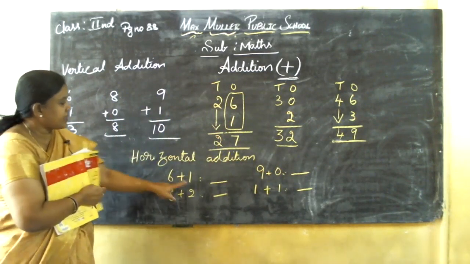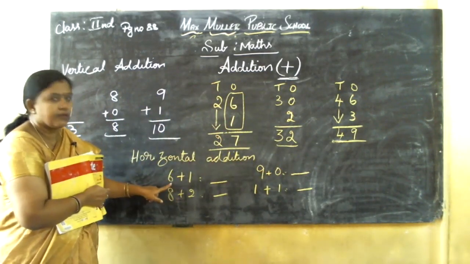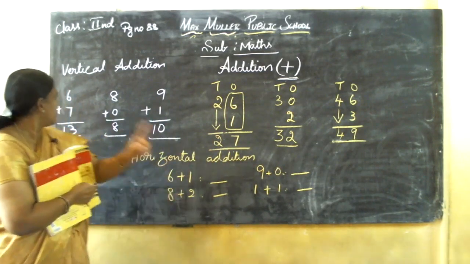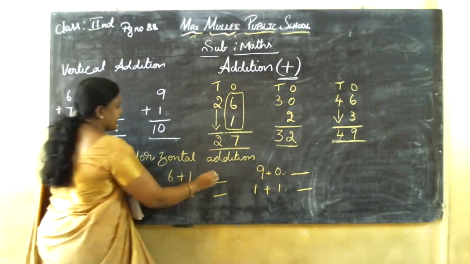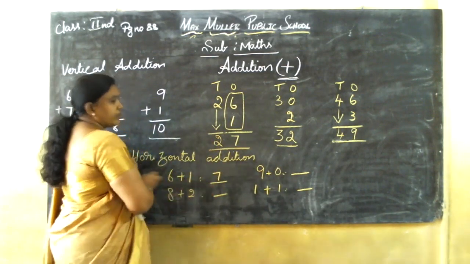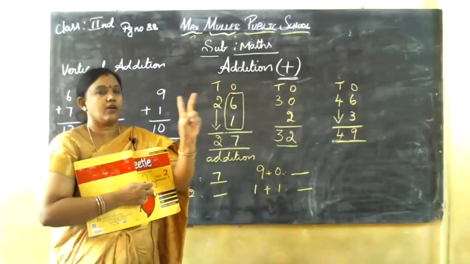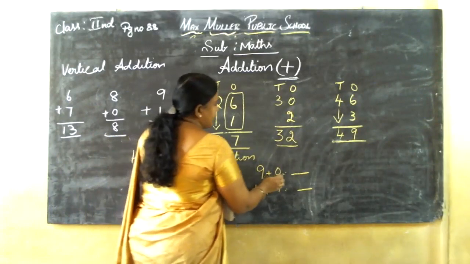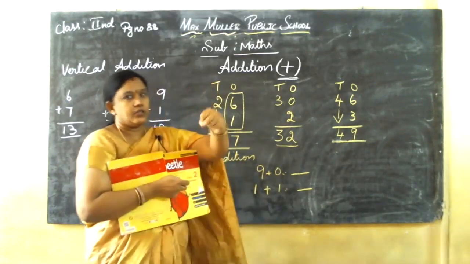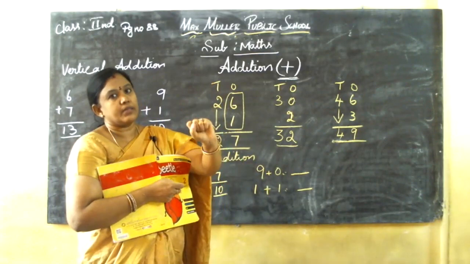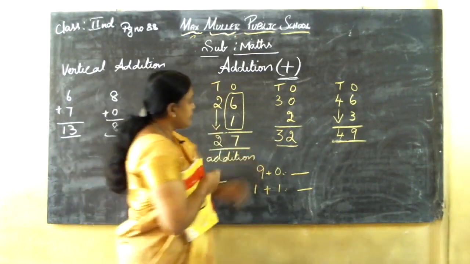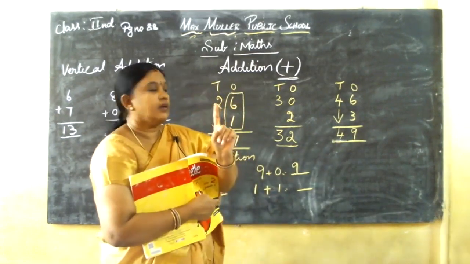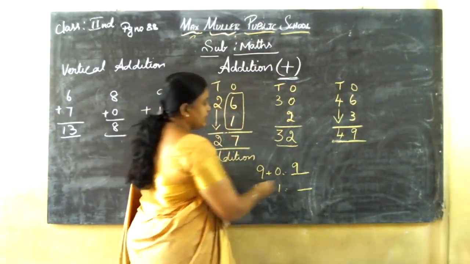See, 6 plus 1. Here also you want to see the big number. Which number is big? 6. You keep 6 in the mind, 1 on the finger. After 6, 7. 8 in the mind, 2 on the finger. After 8, 9, 10. 9 plus 0. 9 in the mind, 0 on the finger. No number here, so what will we write? Same number you will write, 9. 1 plus 1. 1 in the mind, 1 on the finger. After 1, 2.